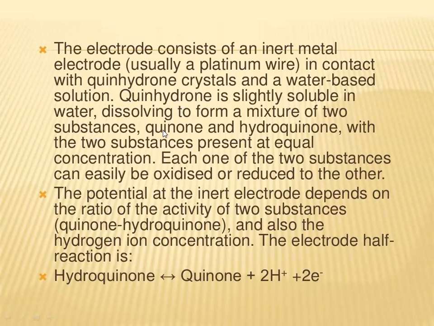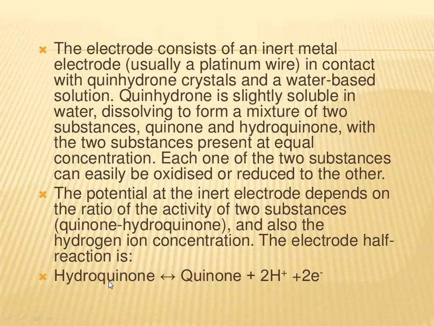Quinhydrone is slightly soluble in water, dissolving to form a mixture of two substances, quinone and hydroquinone, with the two substances present at equal concentration. Each one of the two substances can be easily oxidized or reduced to the other. The potential at the inert electrode depends on the ratio of activity of the two substances, that is quinone and hydroquinone, and also the hydrogen ion concentration.